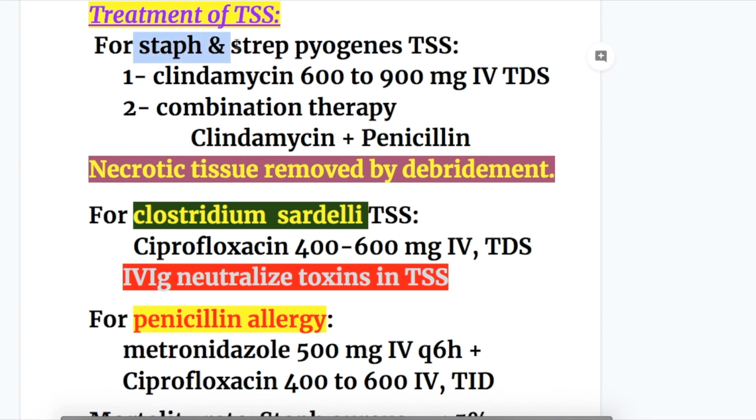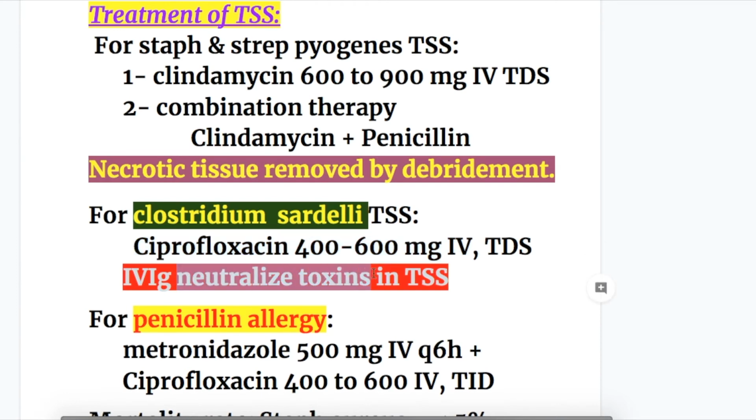For staphylococcal and strep pyogenes TSS, clindamycin 600 to 900 mg IV 3 or 4 times a day. And number 2, a combination therapy of clindamycin with penicillin. Necrotic tissues must be removed by debridement as occurs in necrotizing fasciitis. And for Clostridium sordellii TSS, ciprofloxacin 400 to 600 mg IV 3 or 4 times a day. IV immunoglobulins in the toxic shock syndrome are also used.